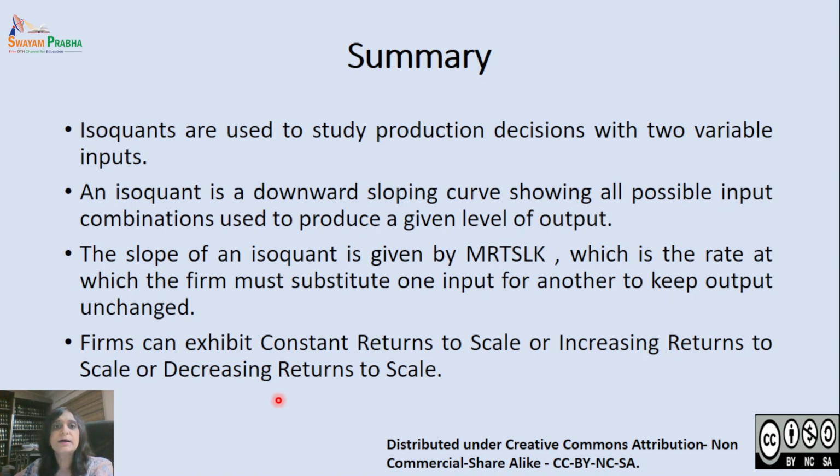So this is with the long run production function, the behavior of the output with respect to the change in the level of both inputs. In the next lecture, we will be talking about how the firm decides the optimal combination of the two inputs it has to use. And then we will also be talking about the expansion path.